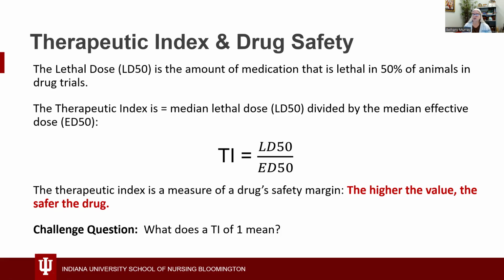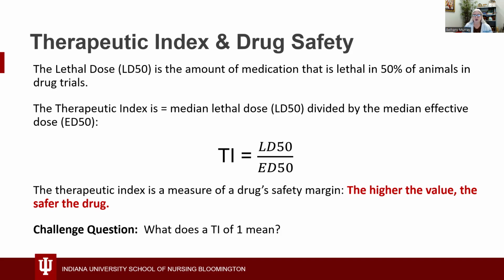So what is a TI of 1? I'll just ask you this as a challenge question. Think about that a minute. If the therapeutic index is 1, that means that the lethal dose is the same as the effective dose. So the lethal dose is, say, 20 milligrams, and the effective dose is 20 milligrams. So it doesn't become effective for a person until it becomes lethal in half of the people. Is that a drug that you would want to take? I would hope not, because that's a really scary drug.